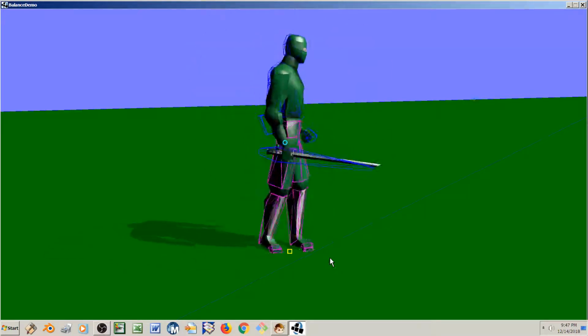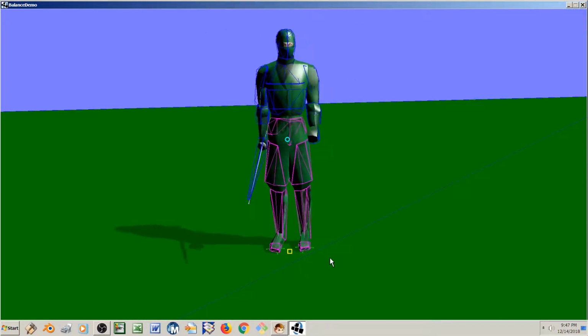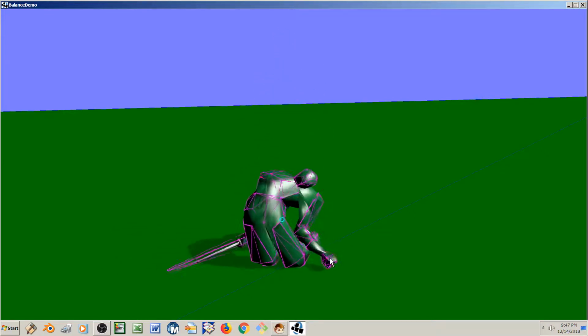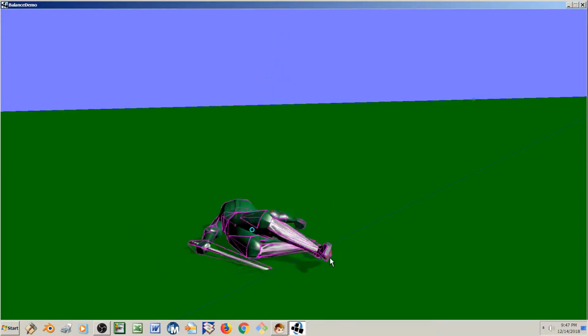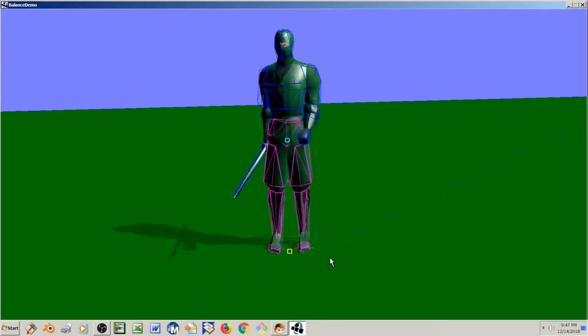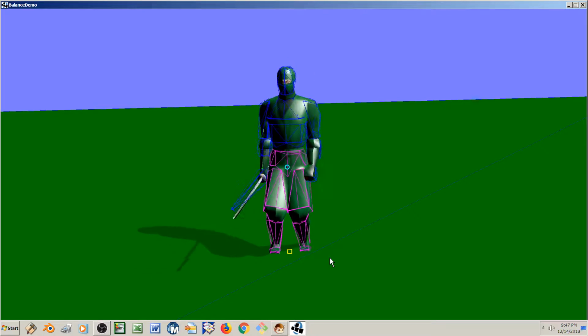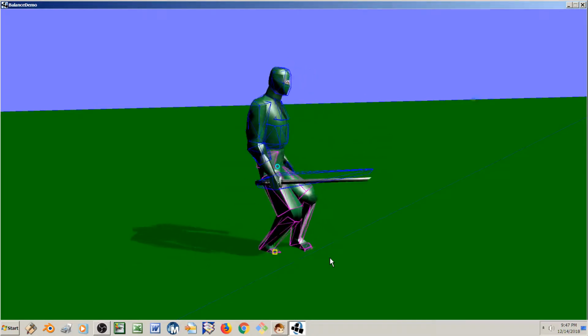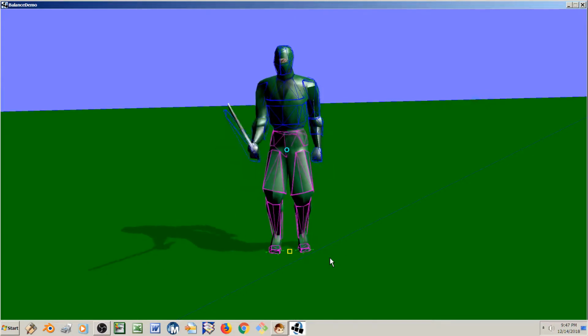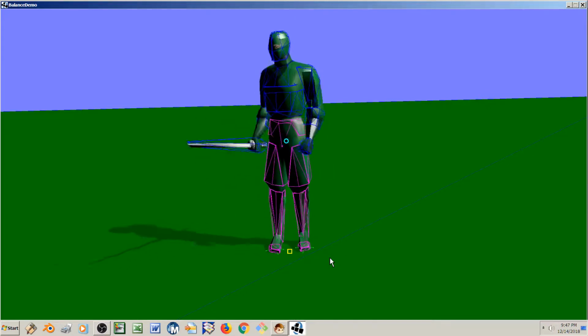And here's the ninja model. He's waving his katana up and down as a ragdoll. Back to standing. Squatting down. Leaning. Standing, leaning.